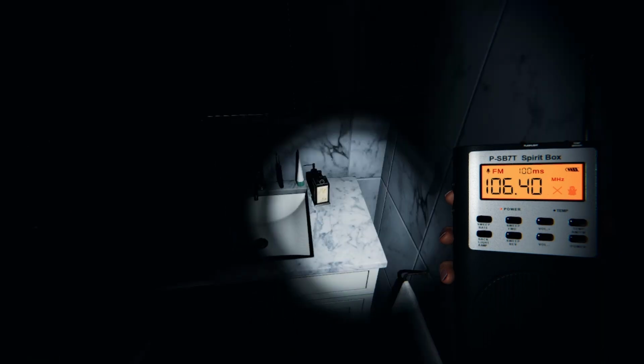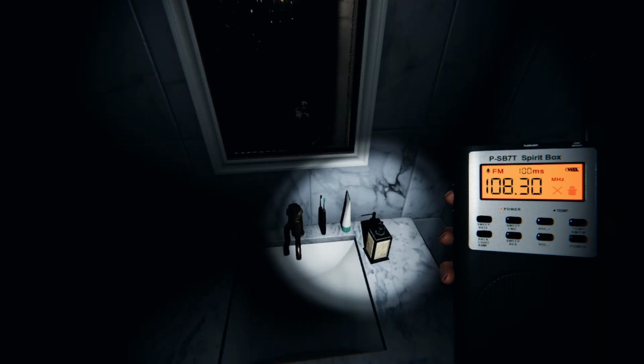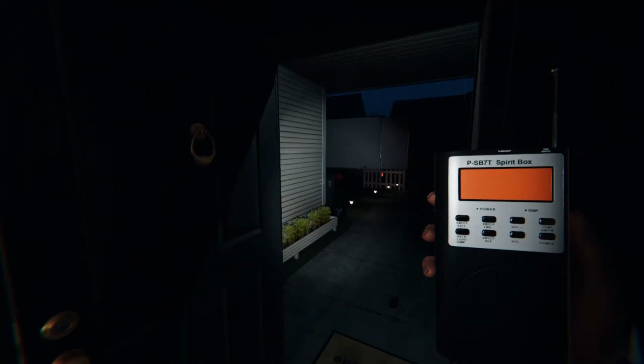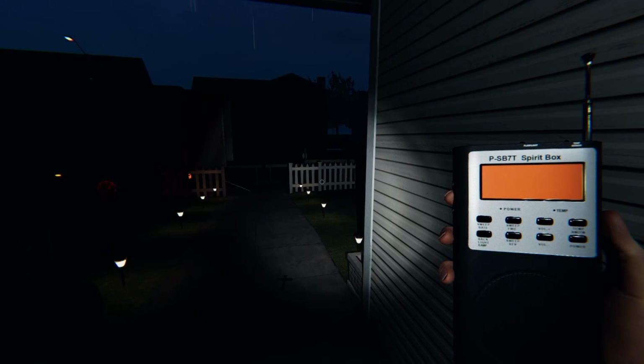Well, if asking those questions in a dark room and getting those kind of responses aren't enough to give you goosebumps and make the hair on the back of your neck stand up, then maybe this will. So here's the secret response that you can sometimes get if you are within 1 meter of the ghost.